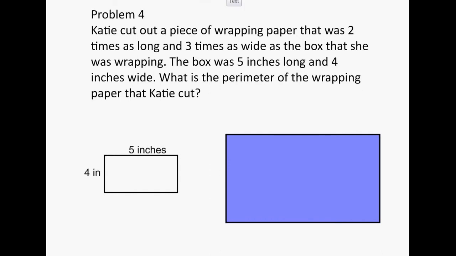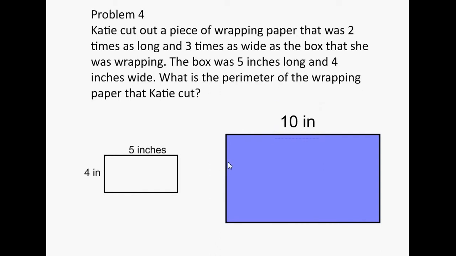All right, let's figure out the math part. It says Katie cut out a piece of wrapping paper that was 2 times as long. Well, remember this one was 5 inches, so if it's 2 times that, 2 times 5 equals 10. Nice.